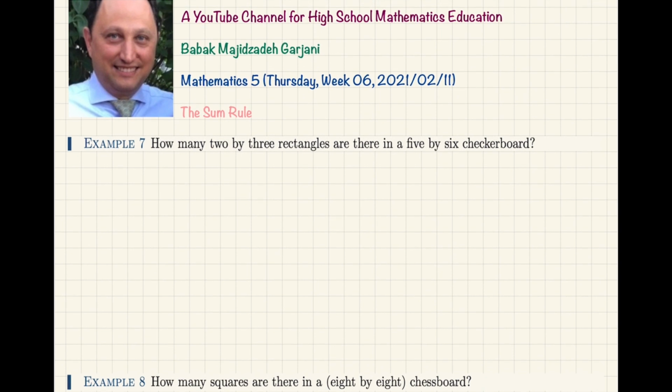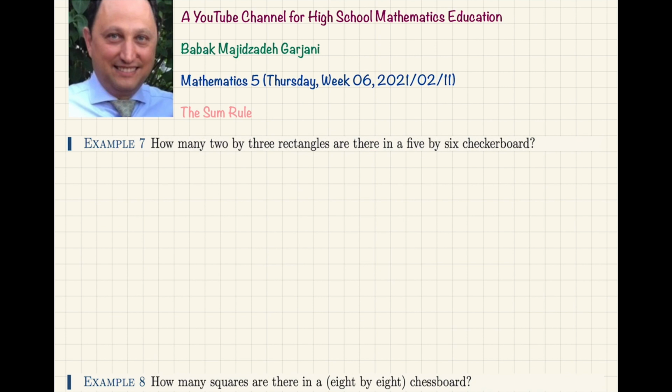But what you said about 7? For 7 I got 31, because for vertical rectangles there are 15 combinations, and for horizontal there are 16. So maybe I have miscalculated. I don't know. 3 rectangles are there in a 5 by 6, 2 by 3 rectangles. So 1, 2, 3, and then 1, 2, 3. So I got 9 horizontal ones. I don't know why you say that.